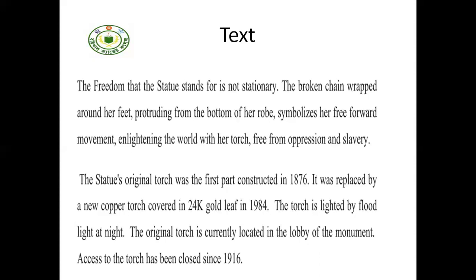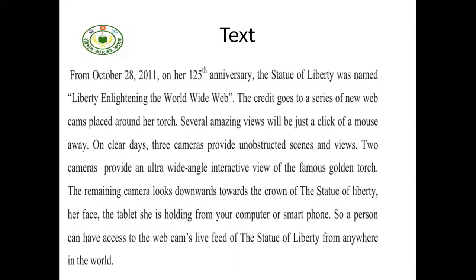Access to the torch has been closed since 1916. From 28 October 2011, on her 125th anniversary, the Statue of Liberty was also named Liberty Enlightening the World Wide Web. The credit goes to a series of new web cams located around her torch. Several amazing views will be just a click of a mouse away.